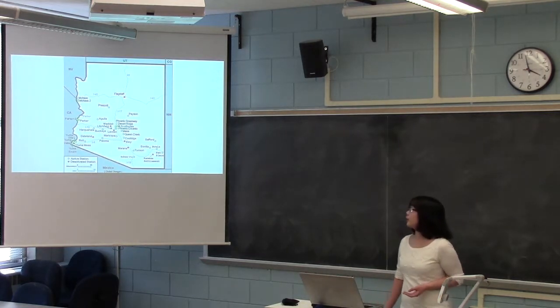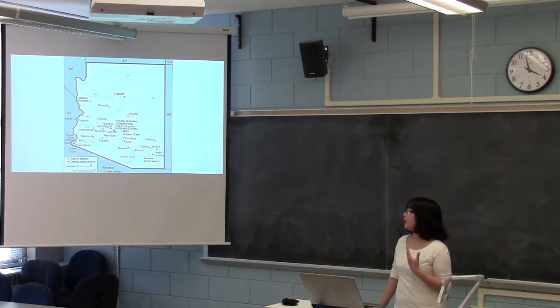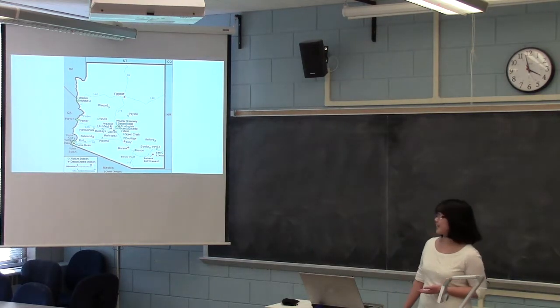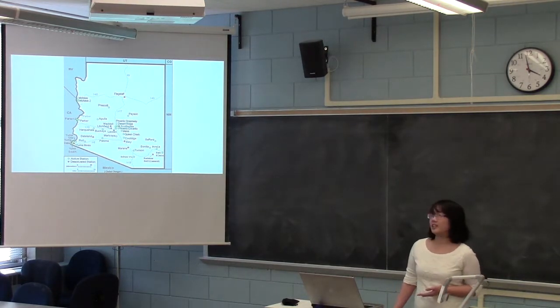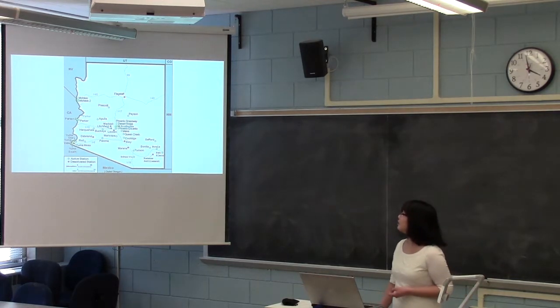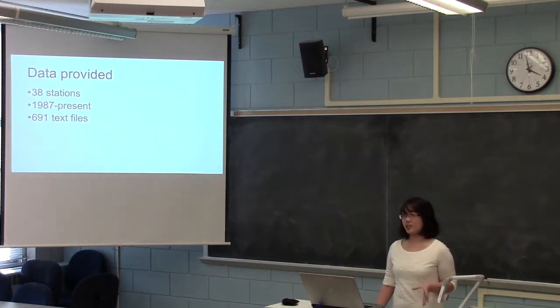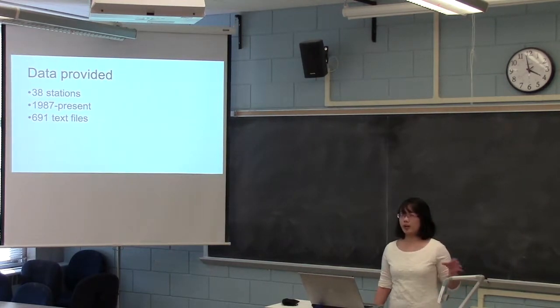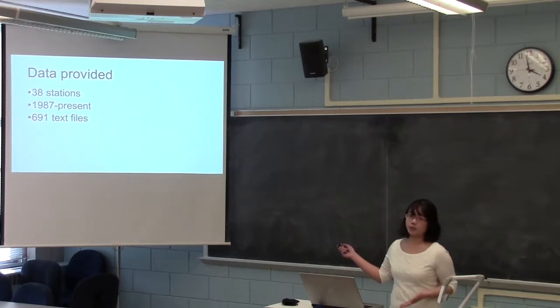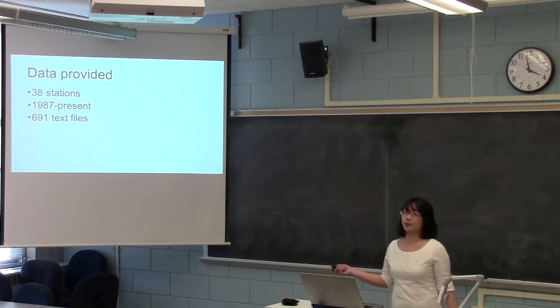The University of Arizona has been collecting data from these different stations across Arizona. On this chart, a green dot means that that station is currently active, and a red dot means that it's not active. And they've been collecting data starting from 1987 to the present. So there's 38 stations, and some of them have been going on for 28 years. So if you imagine that each one has been collecting data for a year, multiply that by 28, and then keep adding those for each station, we have over 600 text files that we have to look through.